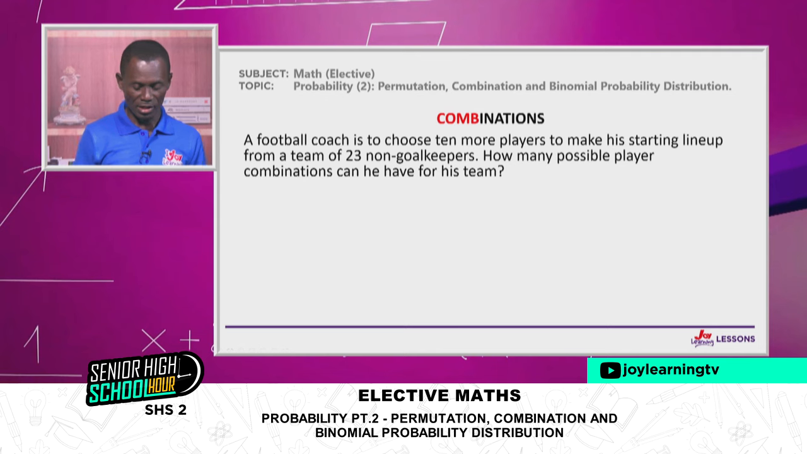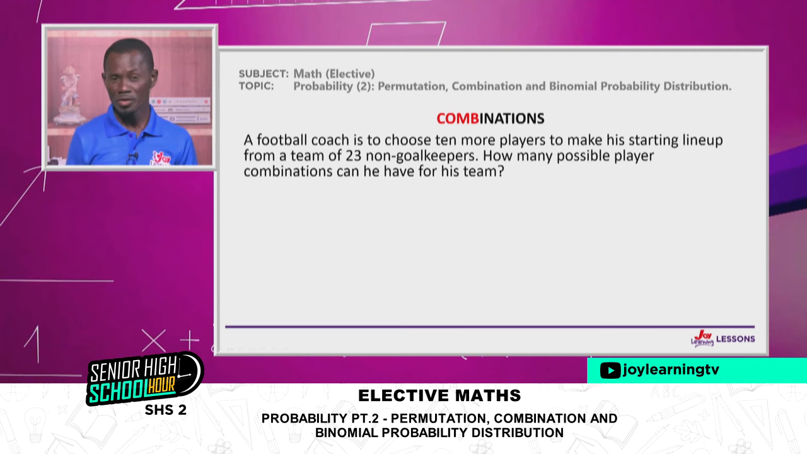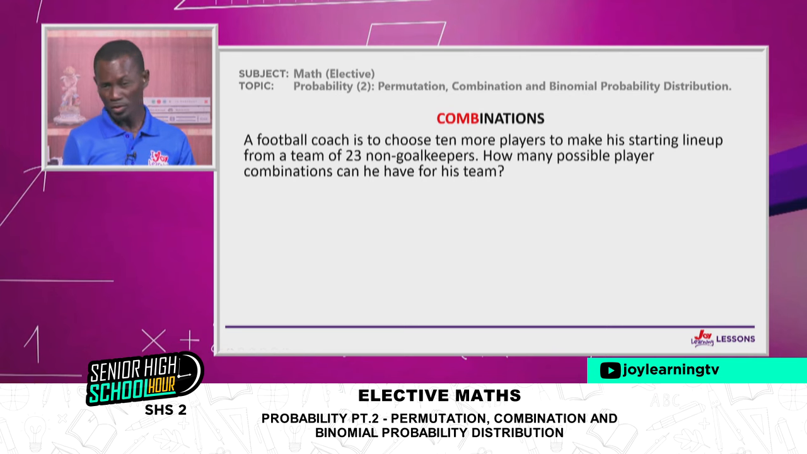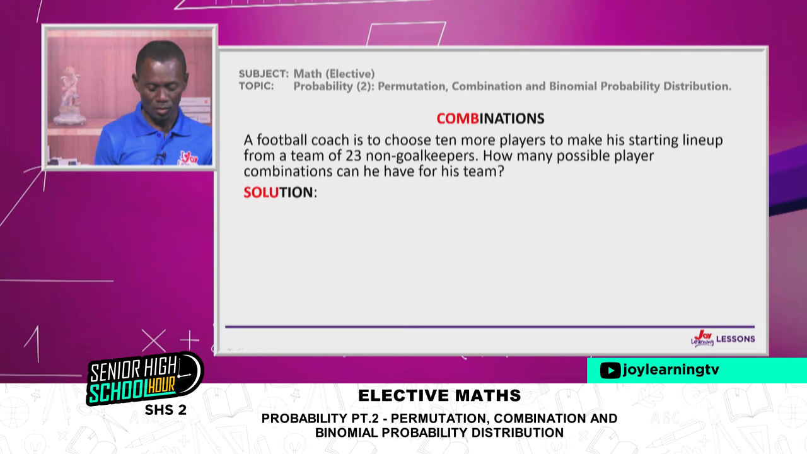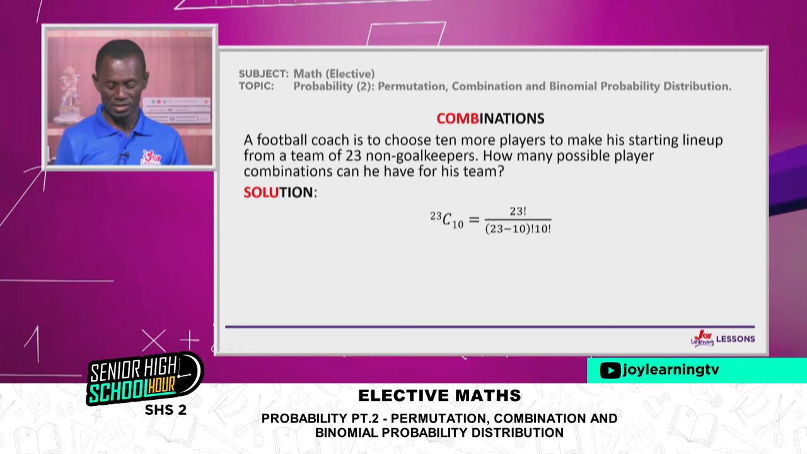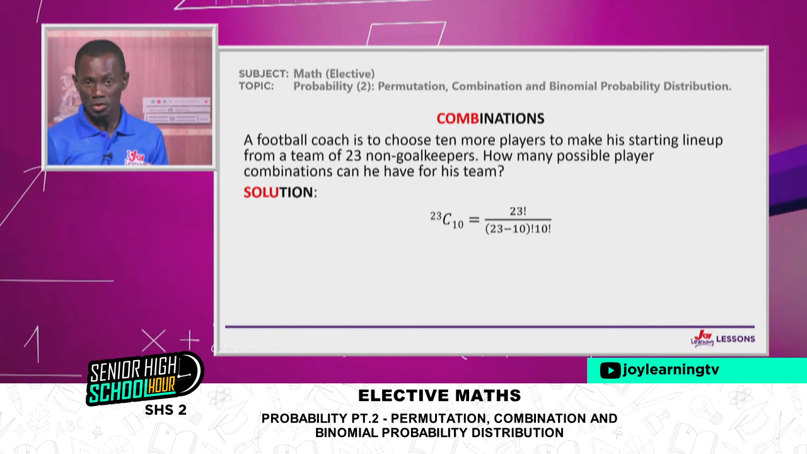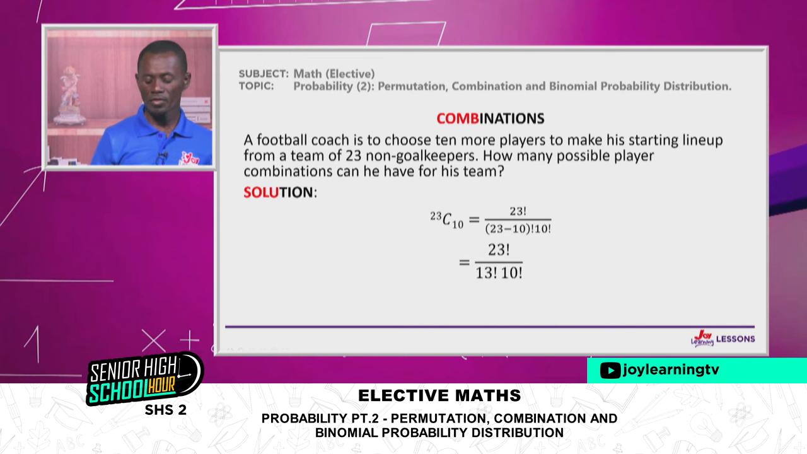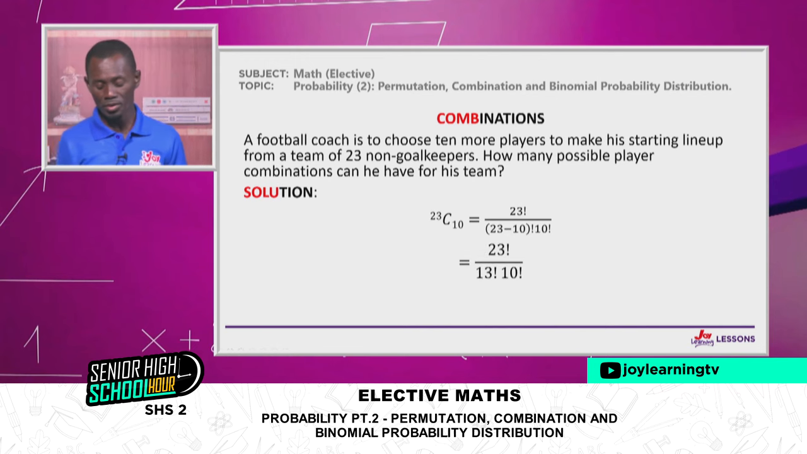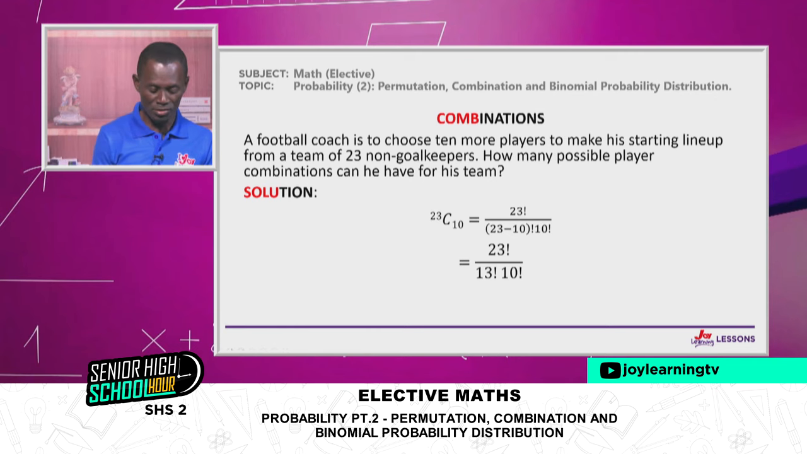Well, let's check it out. 23 will be our N, and 10 will be our R, because we need to take only 10 out of the possible 23. All right. So we have 23 combination 10, which will be 23 factorial divided by (23 minus 10) factorial times 10 factorial. That gives us 23 factorial divided by 13 factorial times 10 factorial. Believe me, the answer is awesome.